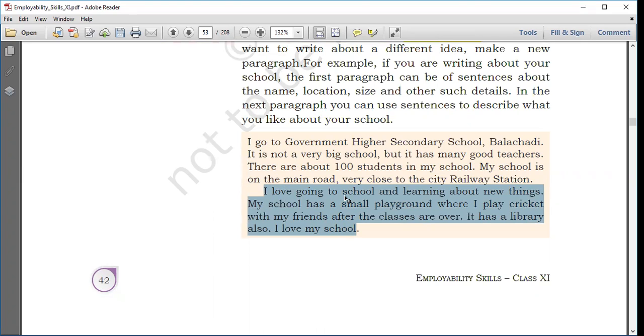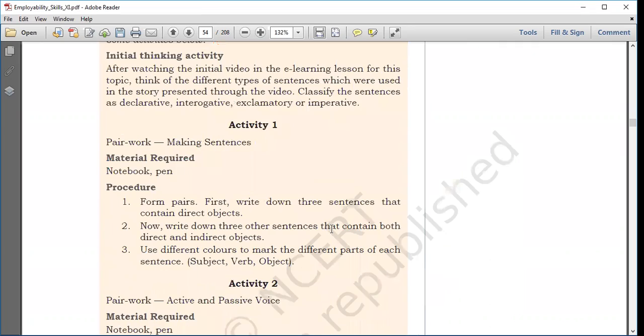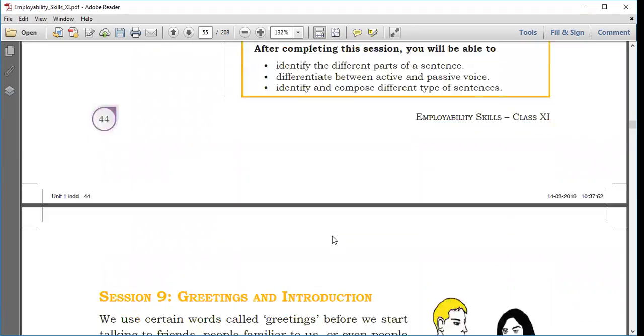So one paragraph should have a common idea. The second paragraph again has a common idea. If the idea is changed, then we'll move to the second paragraph. If the idea is the same, then we'll continue with the things in the same paragraph only, right? So that's the idea behind paragraphs, and that's all from this session 2.